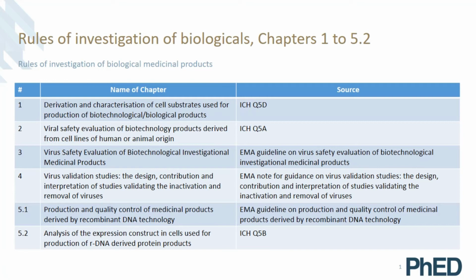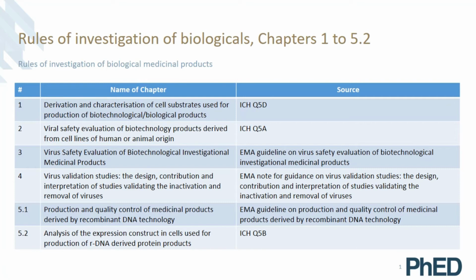Chapter 2 is based on ICH Q5A, viral safety evaluation of biotechnology products derived from cell lines of human or animal origin. Chapter 3 is based on the EMA guideline on virus safety evaluation of biotechnological investigational medicinal products. Chapter 4 is based on the EMA note for guidance on virus validation studies, the design, contribution, and interpretation of studies validating the inactivation and removal of viruses.